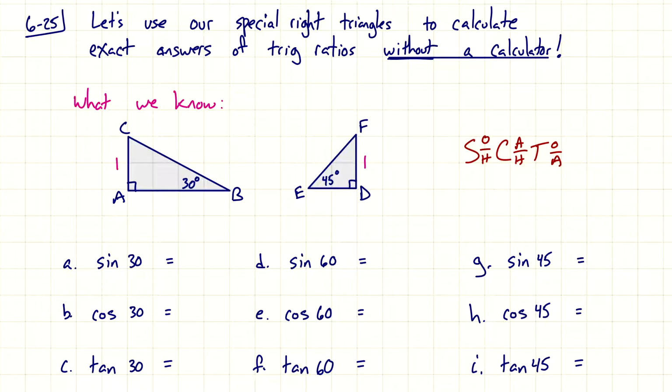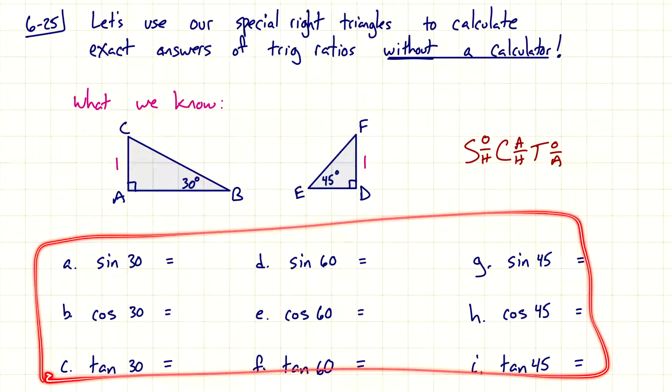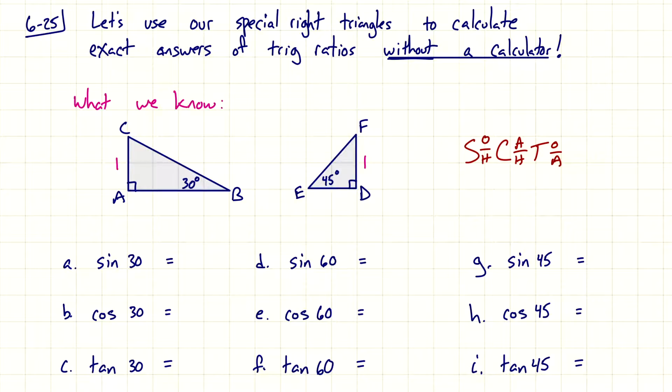You'll notice below I have sine, cosine, tangent of different angles: sine, cosine, tangent of 30, sine, cosine, tangent of 60, and then 45. In previous problems, if we wanted to know what sine of 30 is, we could just put that in a calculator. But we want to know exact answers, which means we don't want a decimal and we don't want to use a calculator.